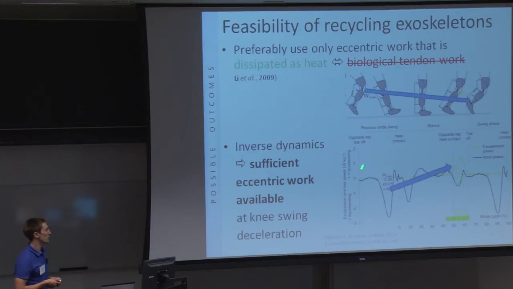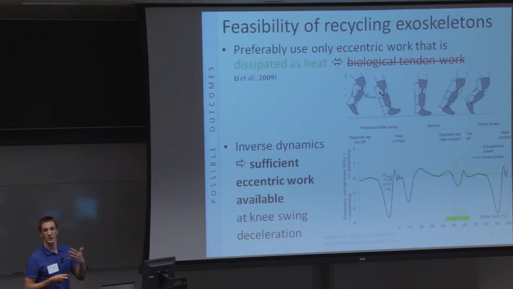We measured inverse dynamics of the knee, and we see that during this phase, which is at the end of the swing, there's a work burst which is high enough in order to theoretically power our exoskeleton, and the figure shows a purely hypothetical mechanism that could maybe one day realize this.